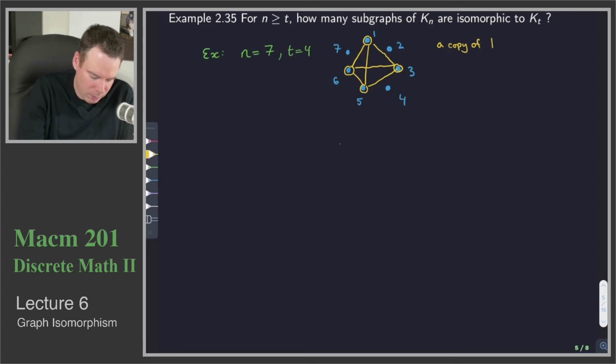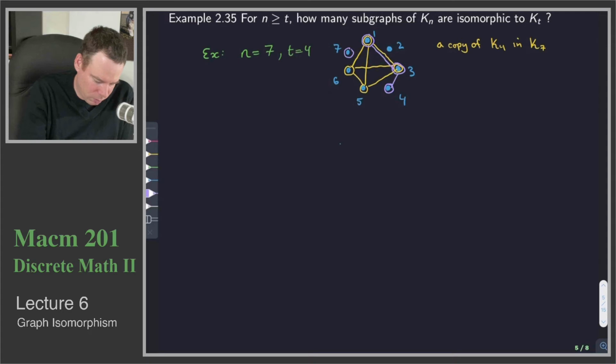of K4 in K7. Are there other copies? Yeah, sure. We can use this vertex 1, we could use the vertex 3. Well, maybe I'll also use 4, and maybe I'll use 7 as well.